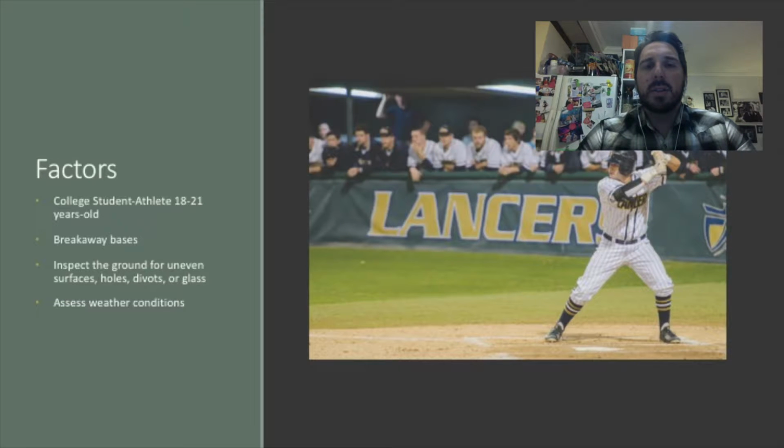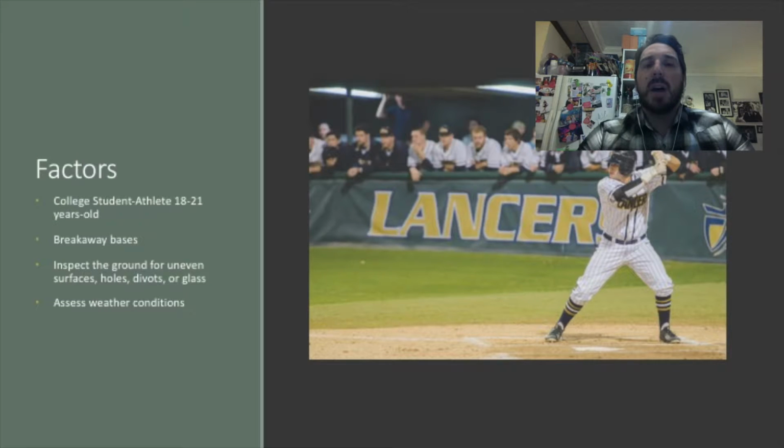Some other factors are breakaway bases. If an organization were to include breakaway bases, this typically reduces the chance for injury, although not to the shoulder or elbow, but just any other injuries from sliding or tackling into bases. A good coach or an athletic trainer should also inspect the ground for uneven surfaces, holes, divots, and glass before any game. And any good coach worth their salt should be assessing the weather prior to the game for hazardous conditions, such as lightning or rain, that can increase the chances of injury.